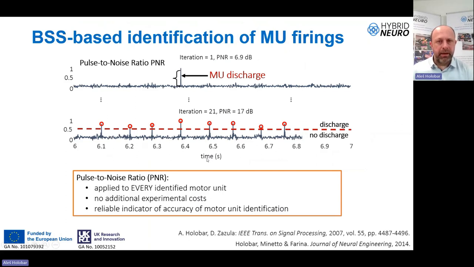Pulse to noise ratio, as I promised to explain, is an energy ratio between the pulses that are denoted with these red circles as discharges of a motor unit and the baseline noise, basically, which is everything but the spikes, right? From here, the name pulse to noise ratio, and it is a metric that belongs to the signal to noise ratio family. So it is expressed in decibels. It can be applied to each and every motor unit. And basically the higher value reflects the better quality.